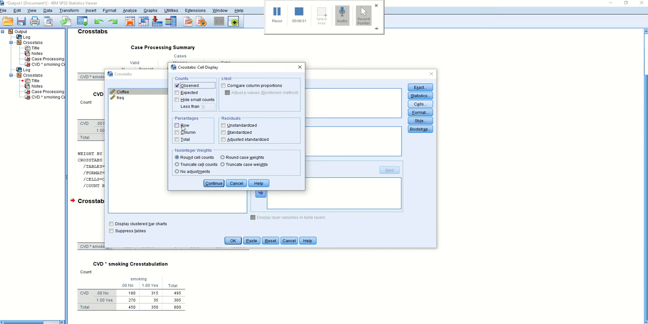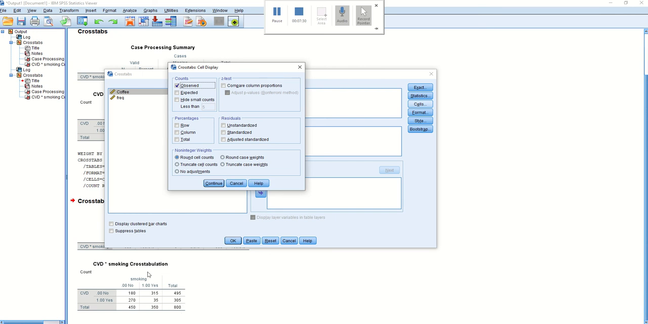Now you have 3 different types of percentages: the row percentages, the column percentages, and the total percentages. Now the difference between them is that the row percentages add up to 100 by rows. Yani it will be the 180 divided by the 495, the 315 divided by the 495, and so on and so forth. You have the column percentages, which will add up to 100 by column. So it will divide the 180 by 450 and the 270 by 450. Same thing in this column. And the total percentage, which will divide every cell by the overall total.